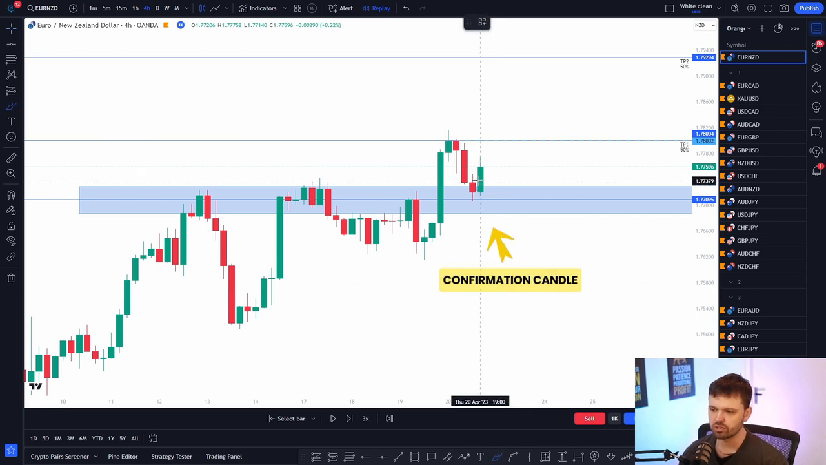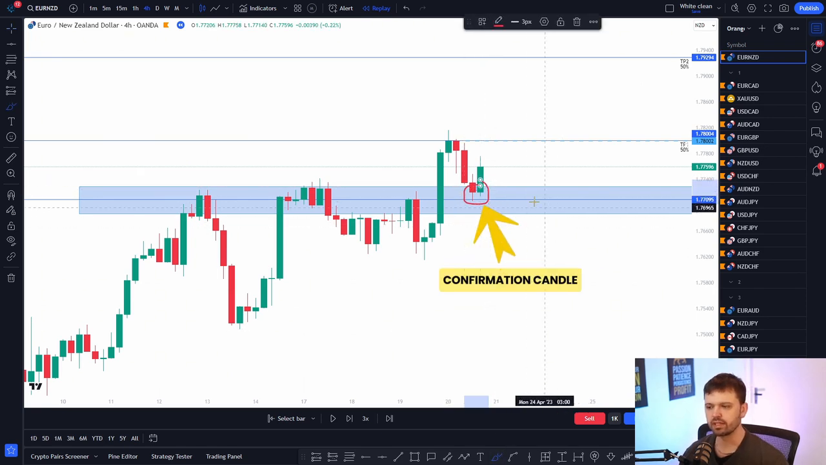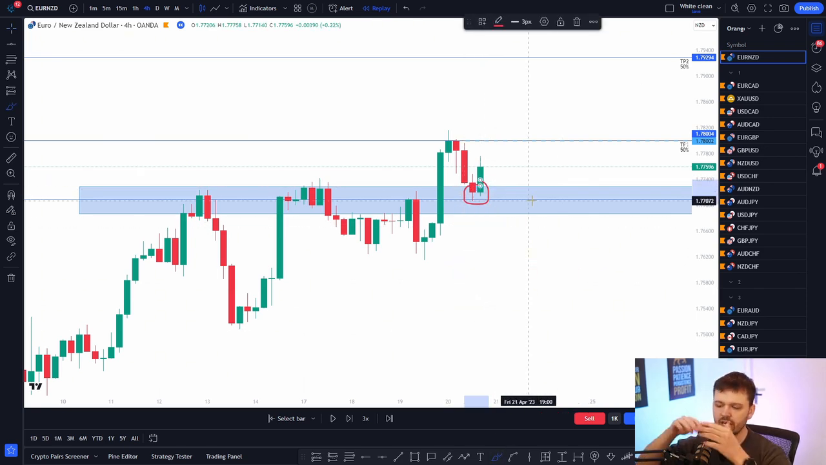So the confirmation structure is this one. Remember how we looked at the 50-minute and 1 hour? We had confirmation on the lower time frames and the 1 hour. This is the structure that created that confirmation. So stop loss below the confirmation structure.